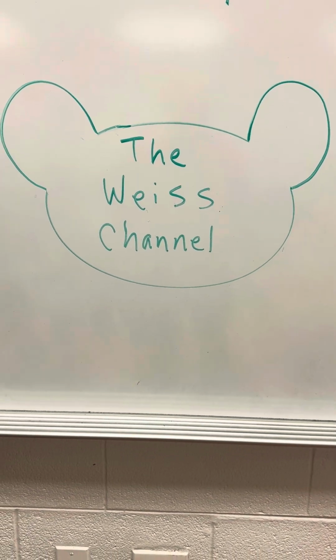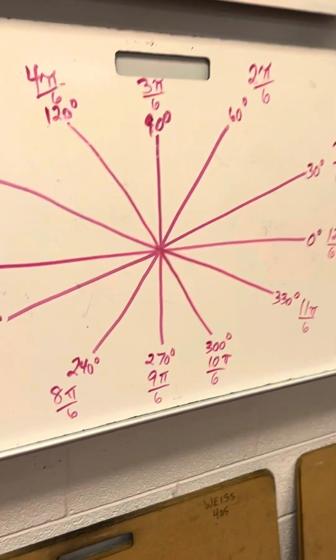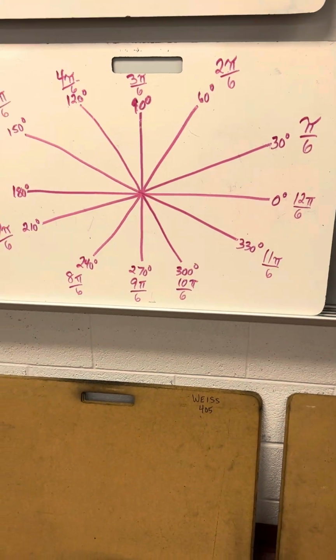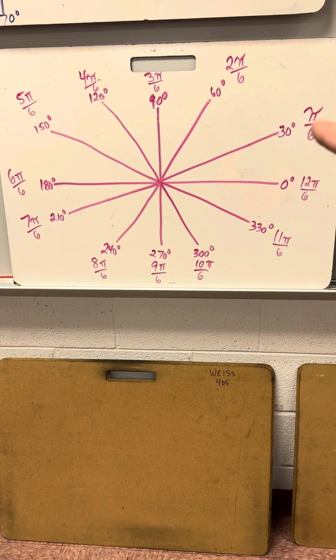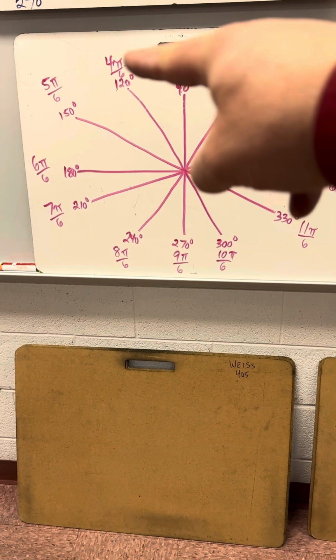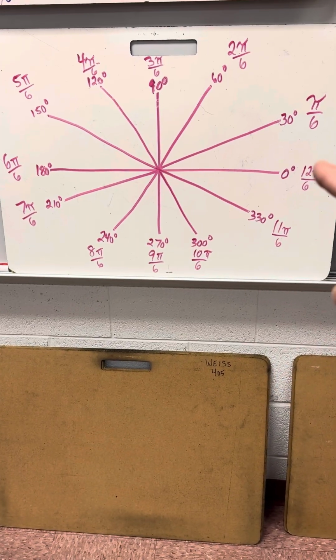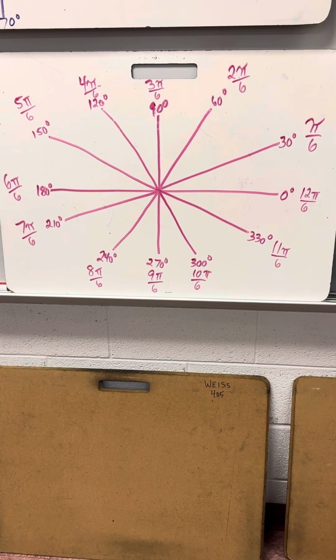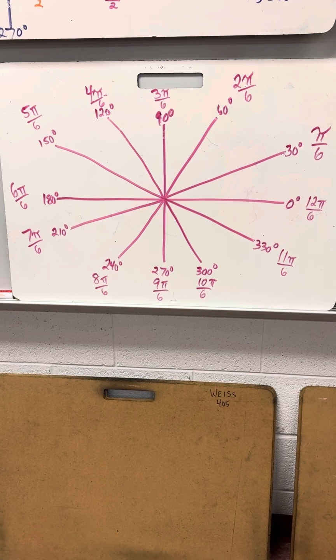Today, I'm doing exact value of trig functions. And I've decided that I want to start with this. This is pi over 6, right? If this is pi over 6, this is 2 pi over 6, 3 pi over 6, 4, 5, 6, 7, 8, 9, 10, 11, and 12 pi over 6.